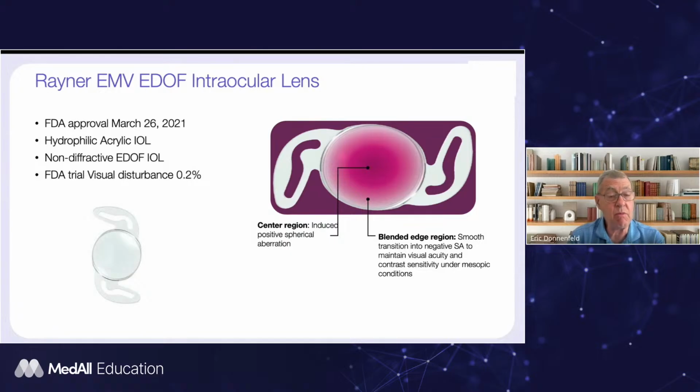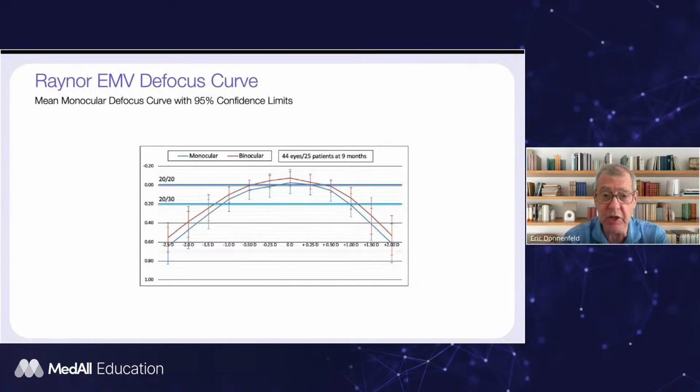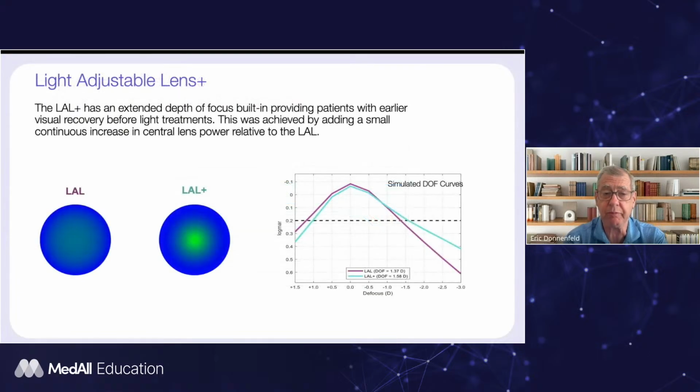This is a remarkable lens, FDA approved in 2021. It's an acrylic IOL, non-diffractive EDOF lens, and it uses positive spherical aberration rather than negative, which all the other lenses use to get extra mid-range vision. Invented by a good friend and well-known person, Graham Barrett. And you can see here the focus curve again is exaggerated, giving more mid-range vision.